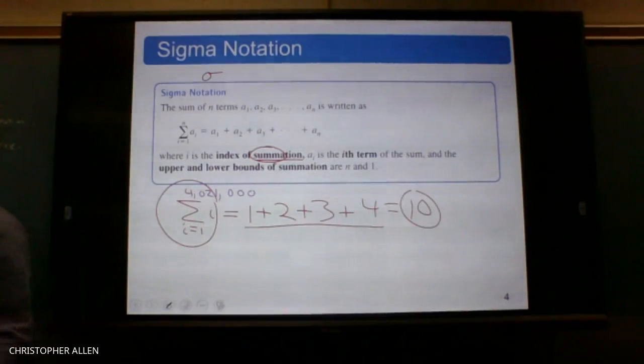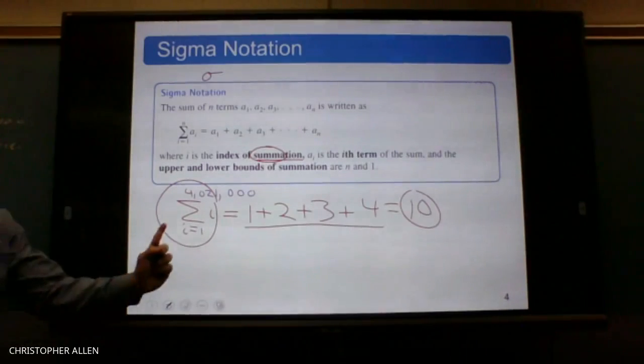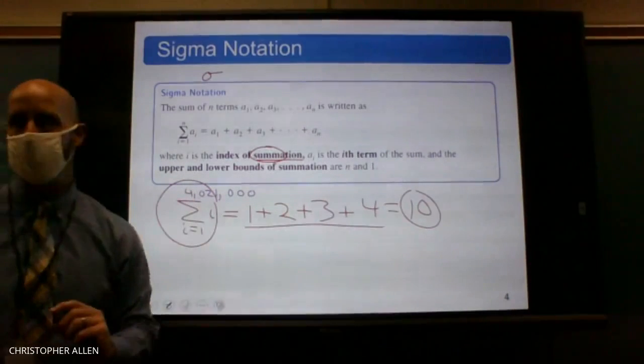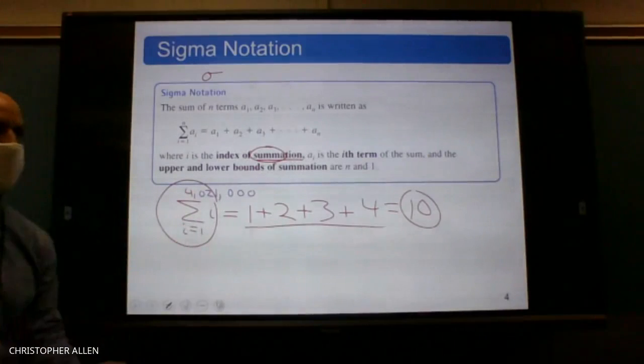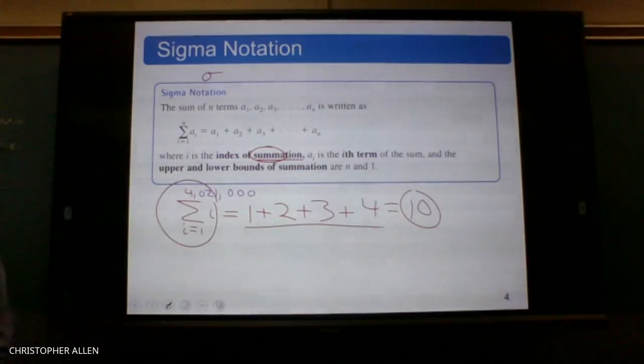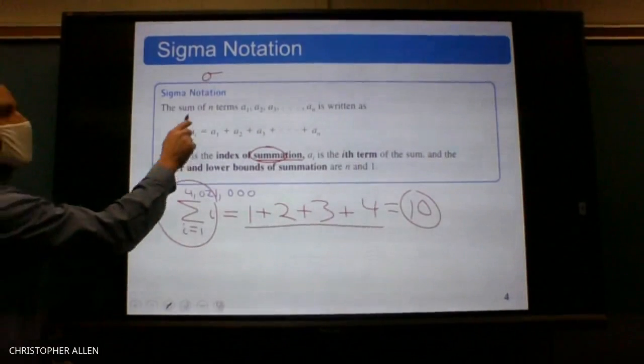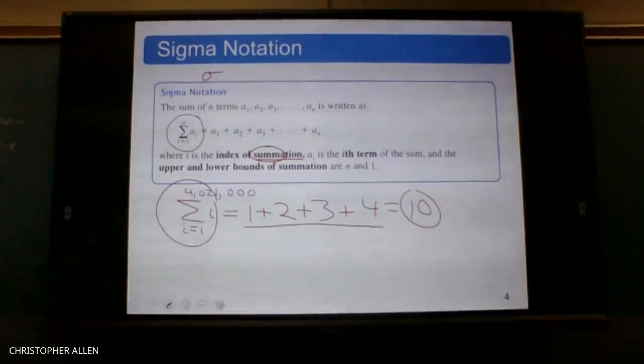Does that kind of make sense why that's helpful? Instead of having to write all 4,021,000 of those, I could just write this little thing here. And by the way, this is going to be a very big sum, but we're not worried about that. My point is, it is a nice, compact way of writing an addition.